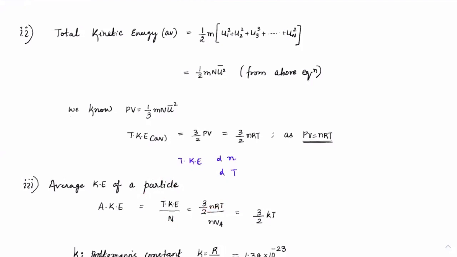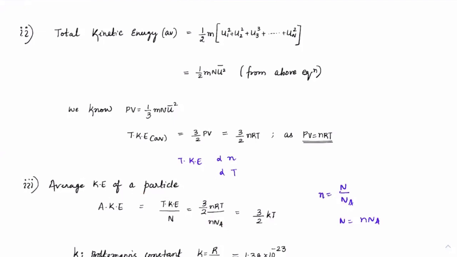Number of moles n we can write as N by Na, where N is the number of particles and Na is the Avogadro number. So I'm replacing n with N by Na, and the N will get cancelled. I'll get 3 by 2 kT. So another very interesting thing is that average kinetic energy does not depend upon number of moles. It only depends on temperature. Okay.